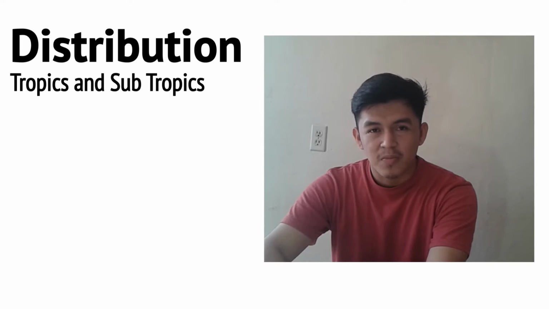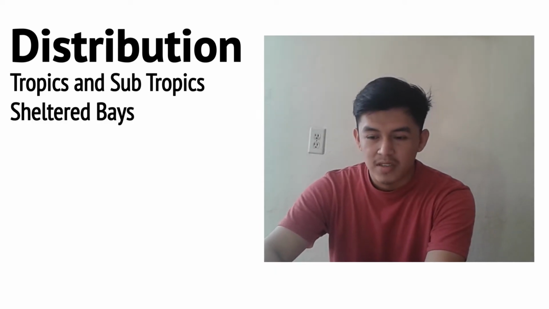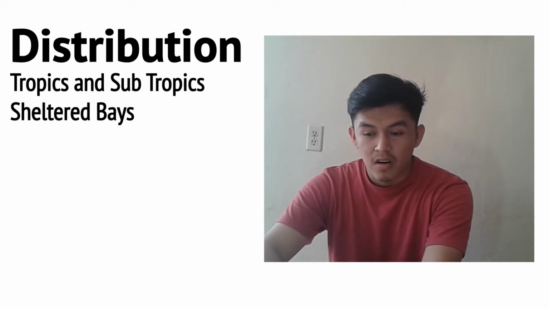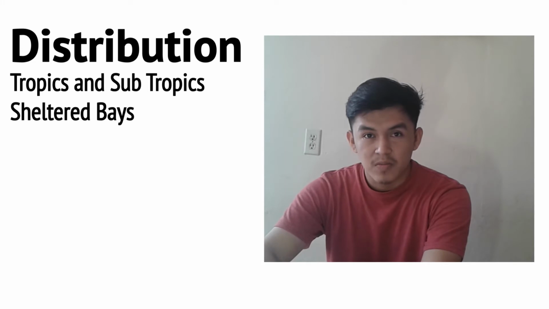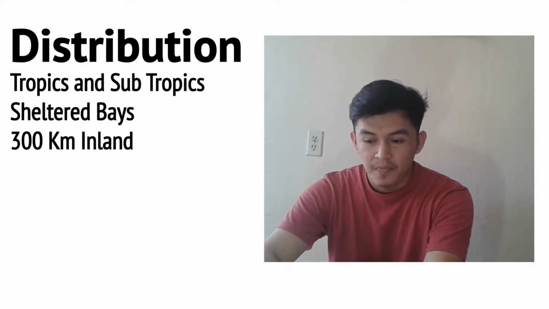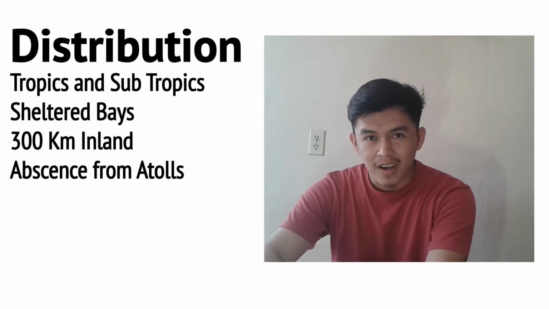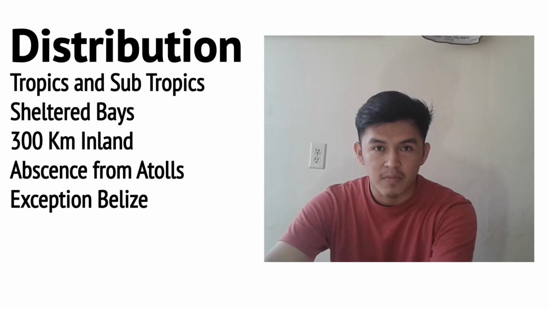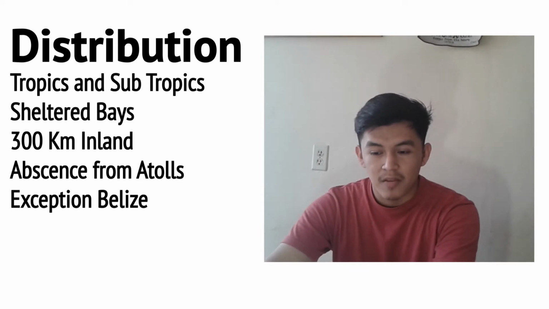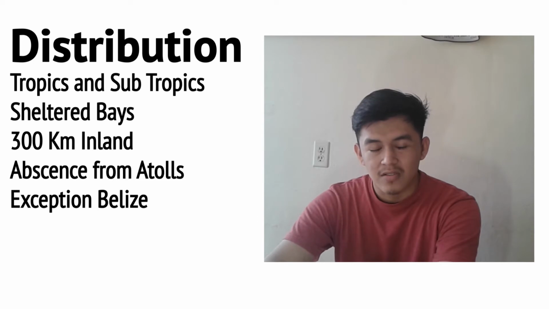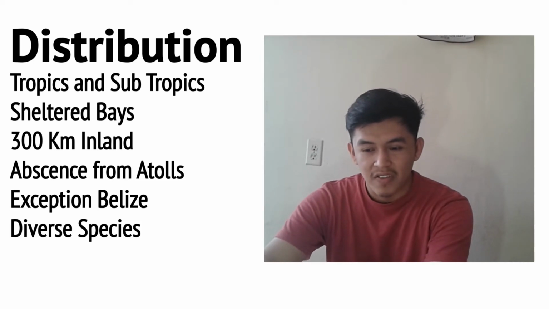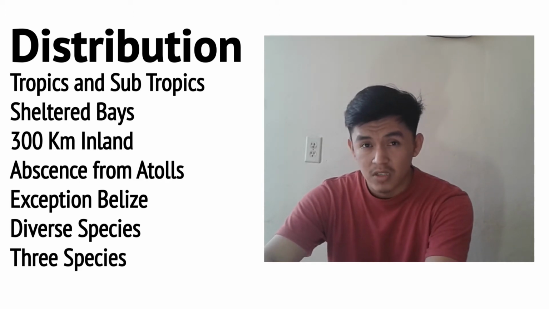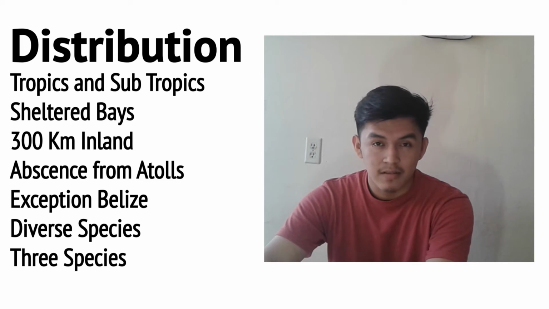Mangroves are distributed through the tropics and the subtropics. They grow in sheltered bays such as estuaries, lagoons, or bays. The mangroves are found along as far upstream as 3,300 kilometers. They are notably absent from atolls in most instances. However, in Belize, we possess 3 atolls which do have mangrove present in their region. The species level is also greatly diverse, geographically speaking, and Belize has 3 species, as was mentioned before, which are the red, the white, and the black.